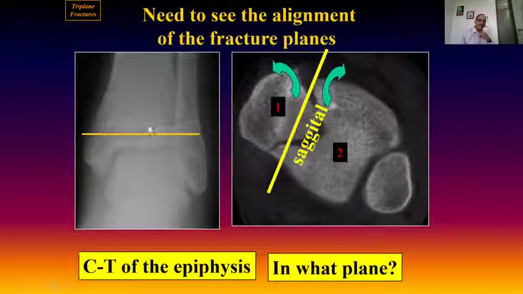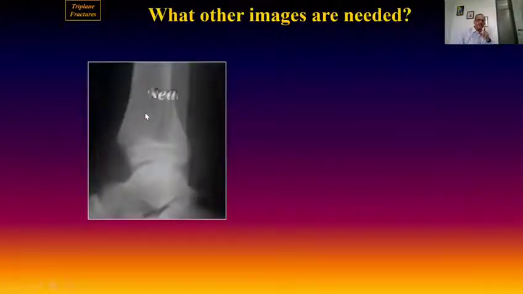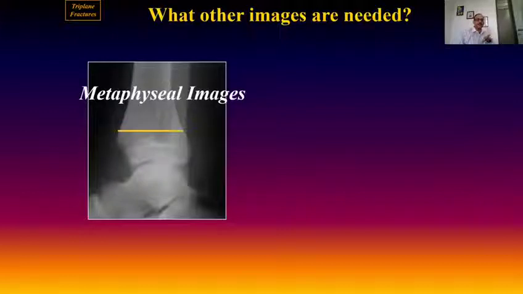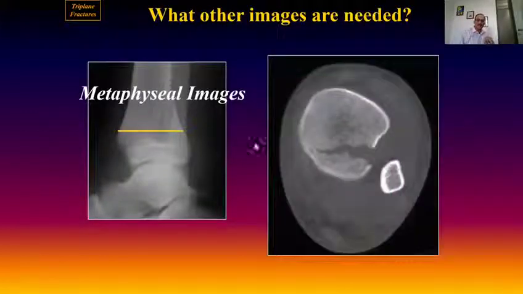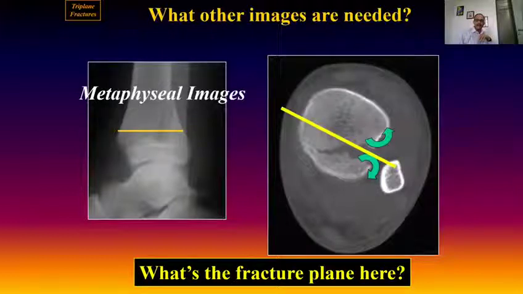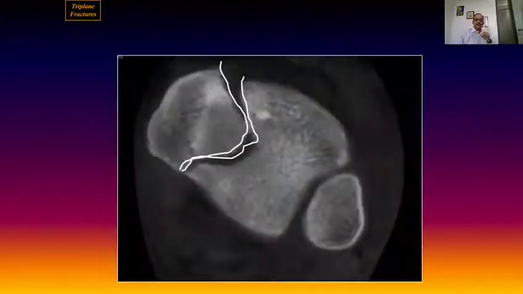Whereas the metaphyseal cut of the same fracture is going to show you a different picture. So if you see the metaphyseal cut, now you see that the fracture line is in the coronal plane and you have an anterior fragment and a posterior fragment. So the fracture plane here is coronal. Why do you need this? Because you need to know the orientation of your screws, right?